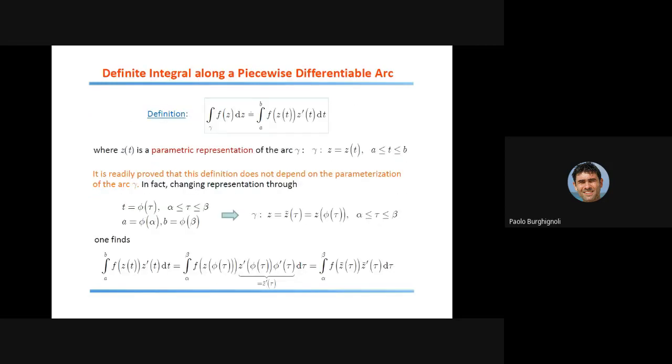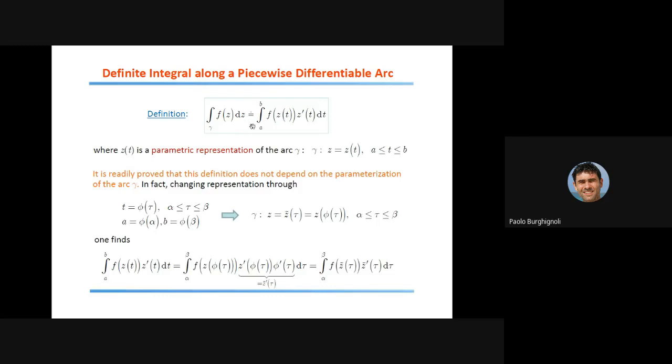The definition of a definite integral is the one you can see in the upper box here. You can see on the left the symbol of integral with gamma at the bottom. Gamma is the name of the curve, that is the integration domain. Then you have your continuous function f of a complex variable z, and then the usual differential.